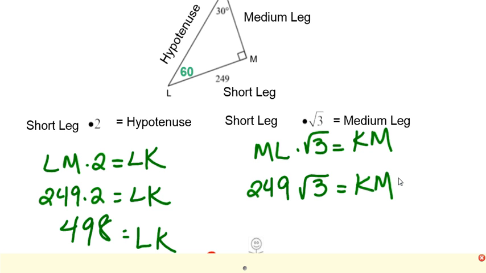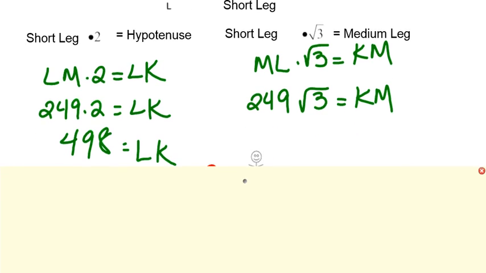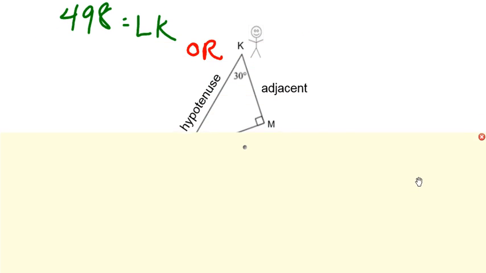If you didn't remember your special patterns for your 30, 60, 90s, you could have used your trigonometric ratios to help solve the problem as well. So what you have to do is, based on your givens, find a reference angle. Let's say you're standing at angle K, because that was your given. And so what we want to do is label your side lengths. So we've got the opposite, the adjacent, and the hypotenuse. If we're standing here at angle K, we know the opposite side.